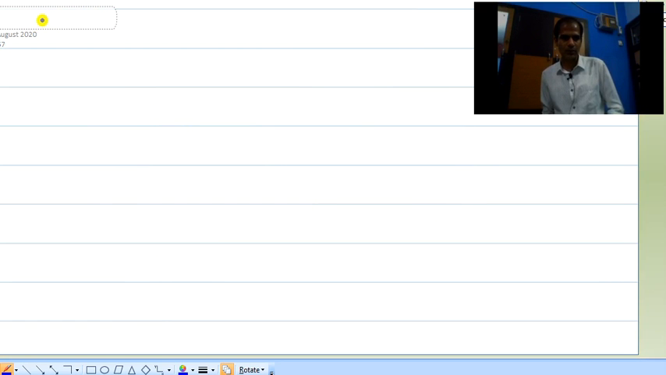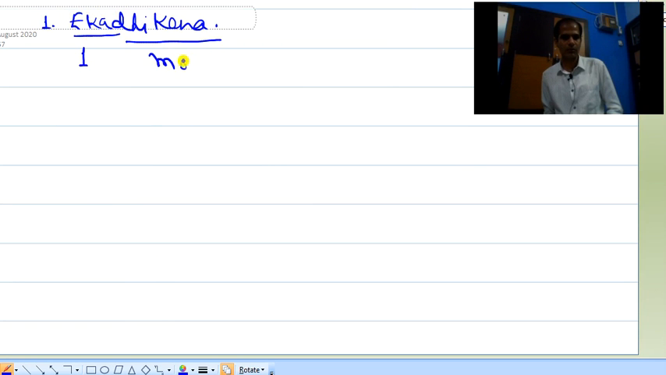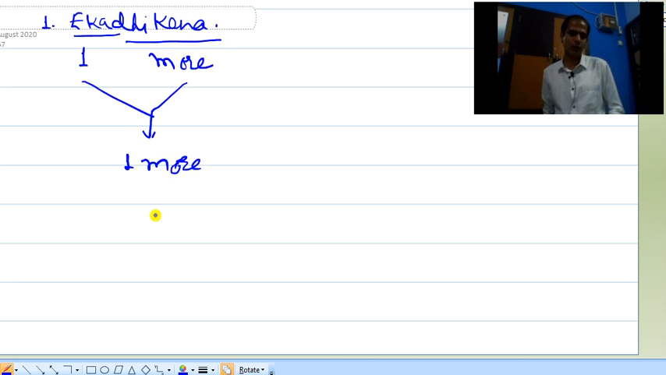So first point is ekadhiken. The meaning is one more than the given digit or a number. Eka means one and dhiken means more. So the combined meaning of ekadhiken purvena is one more. I hope you understood the meaning of one more, because in English you know the meaning of this. Now let's find ekadhiken of some given numbers.